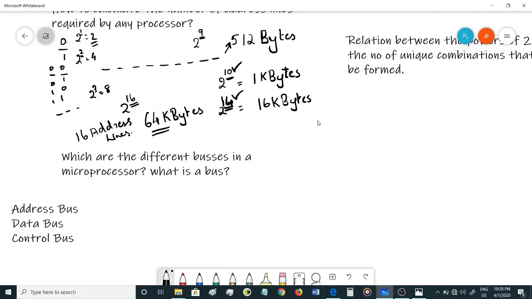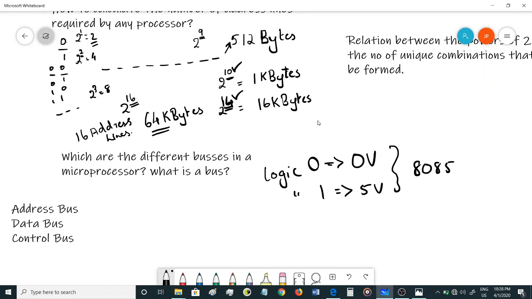Now on these buses you can put either a logic 0 or a logic 1. We already discussed what is a logic 0. Logic 0 is 0 volt, and logic 1 is 5 volts for the 8085 microprocessor.